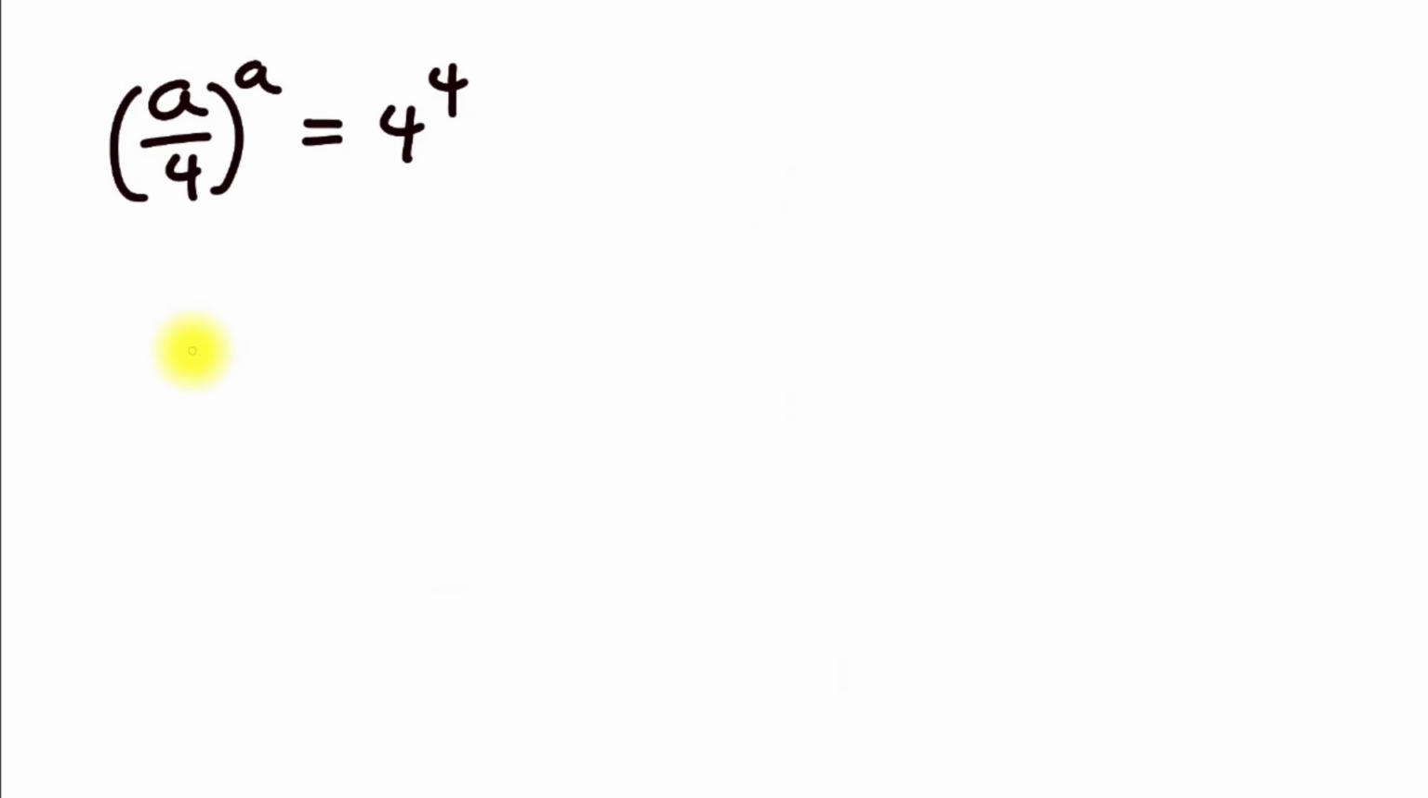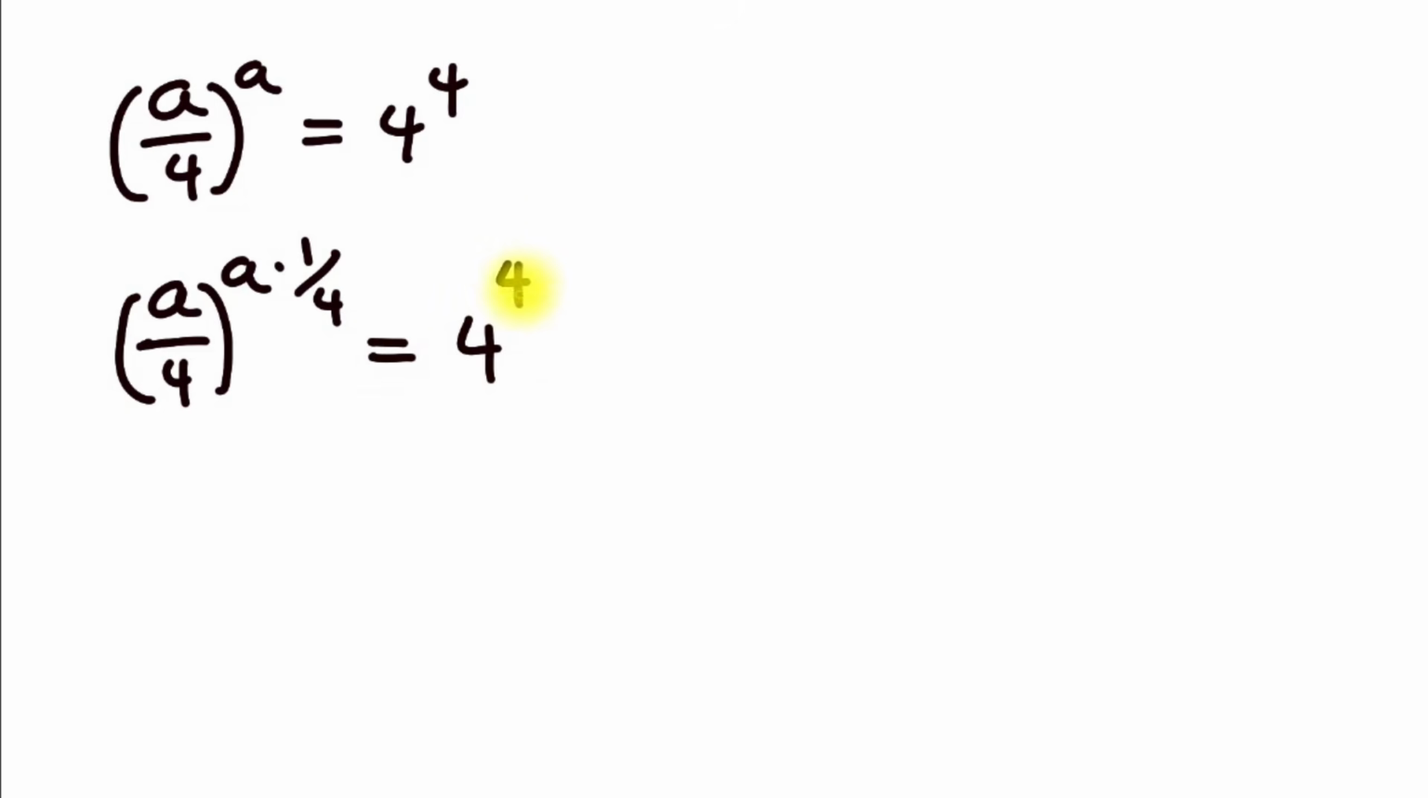Very good. Now I want the exponent on the left hand side to be the same as the base on the left hand side. That means I have to multiply the exponent by 1 all over 4. And remember, when I multiply the exponent on the left by 1 all over 4, I must also do the same thing to the right hand side. So we have on the left, a over 4 all raised to the power of a. Now I'll multiply the exponent by 1 all over 4. This is equal to 4 to the power of 4. I'll also multiply the exponent here by 1 all over 4.